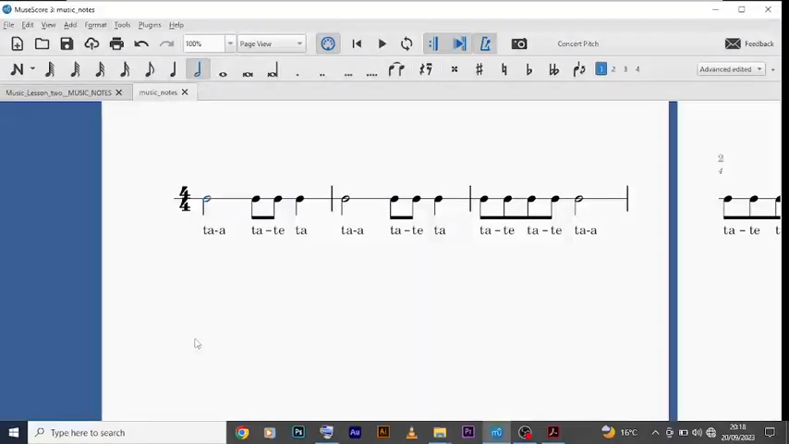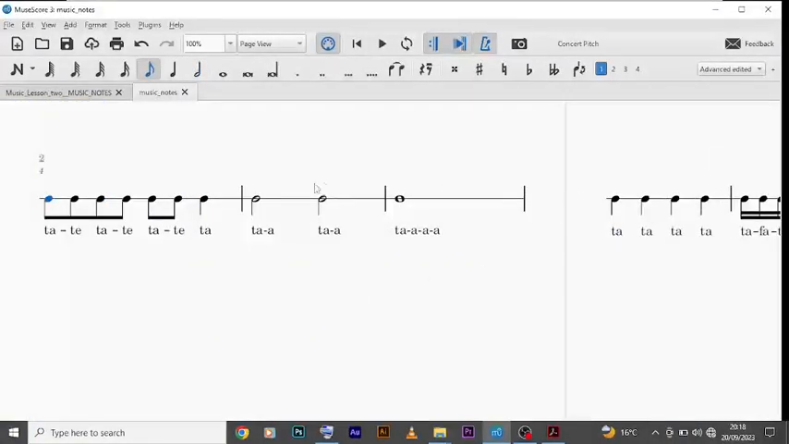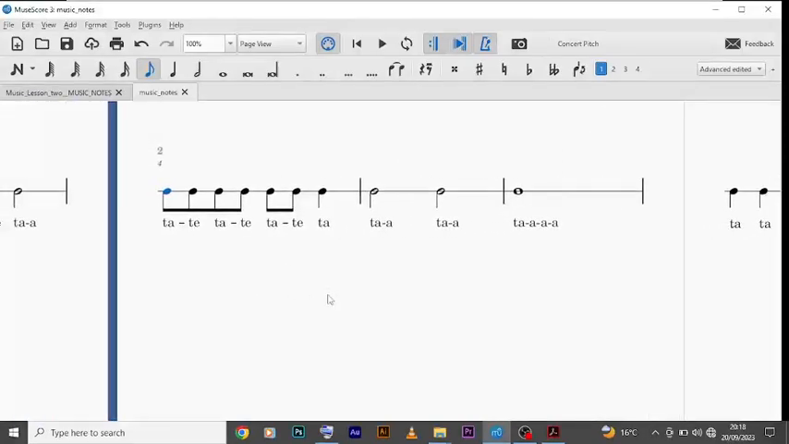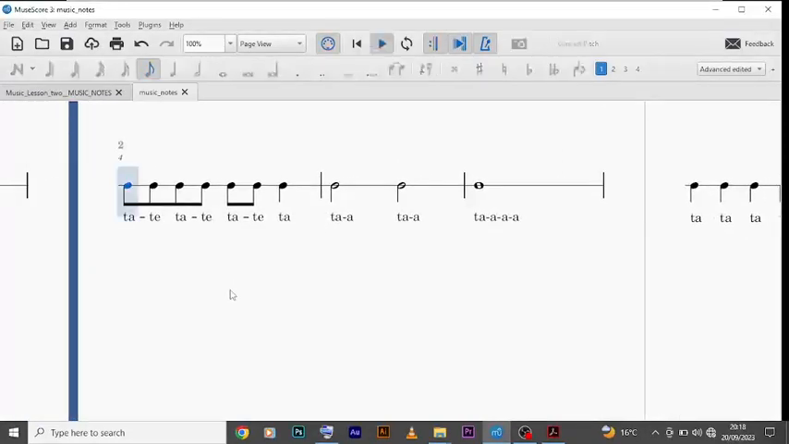We can go through again. 1, 2, 3, we go. Ta, ta, te, ta, ta, ta, te, ta, ta, te, ta, te, ta. And I hope this is very easy to understand. Now we can try this one. What will it be? It should be ta, te, ta, te, ta, te, ta. Ta, ta, ta. It is good. We try another one.